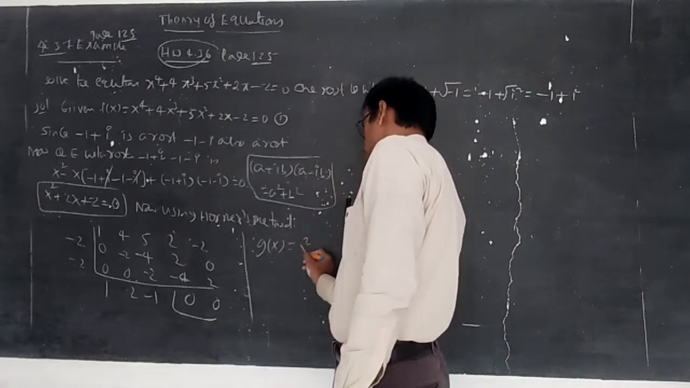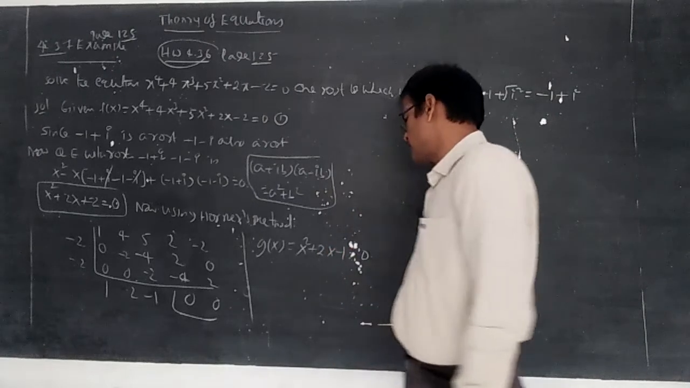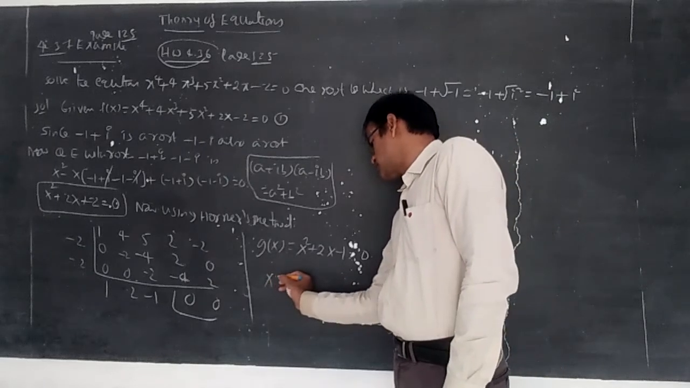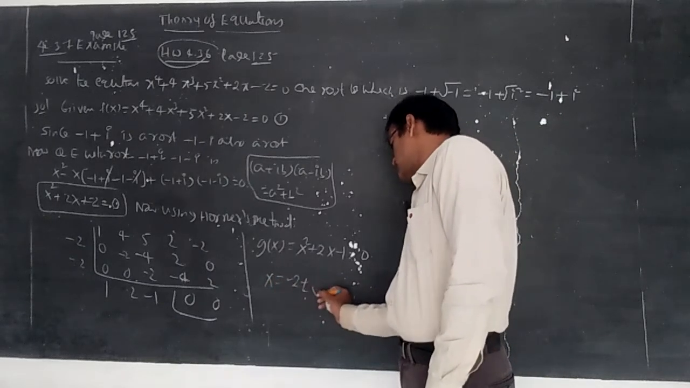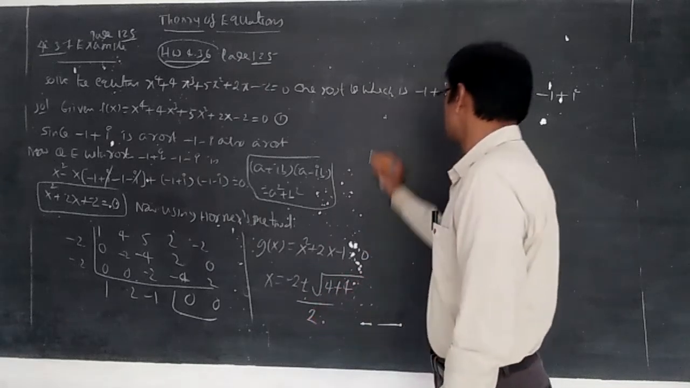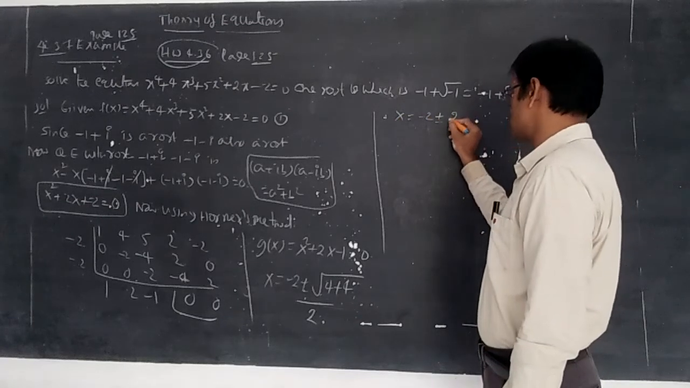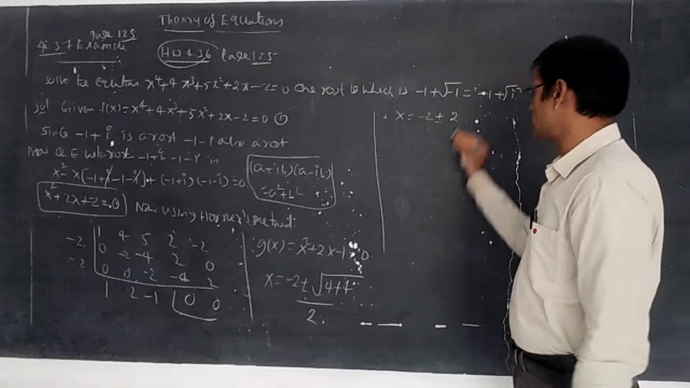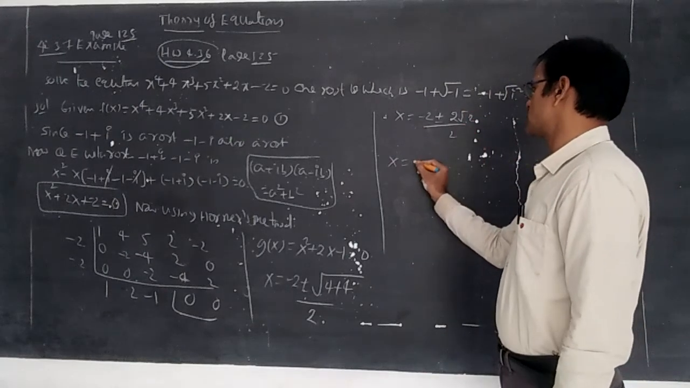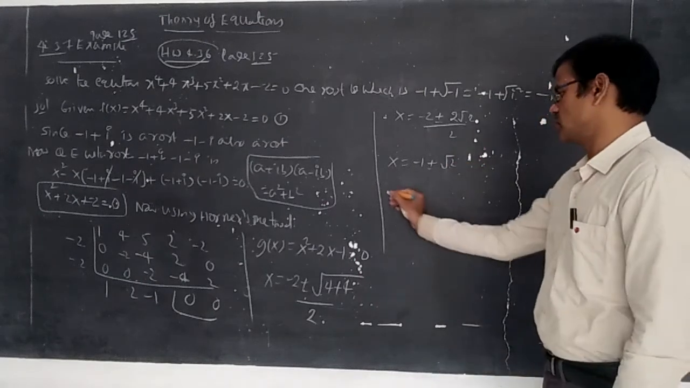So g of x is equal to, we got, x square plus 2x minus 1 equal to 0. If factors are there, you can write, otherwise use the formula minus b plus or minus root of b square minus 4ac by 2a. So x is equal to minus 2 plus or minus root 4 plus 4, root 8, 2 root 2 you can write. 2 root 2 by 2, x is equal to minus 1 plus or minus root 2. Here conjugate surds we got.